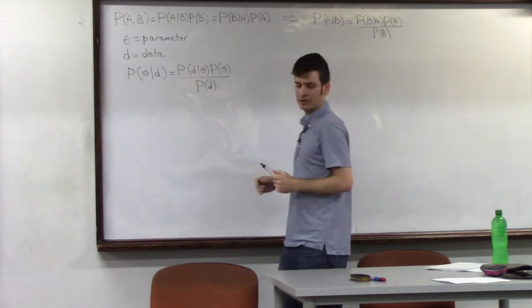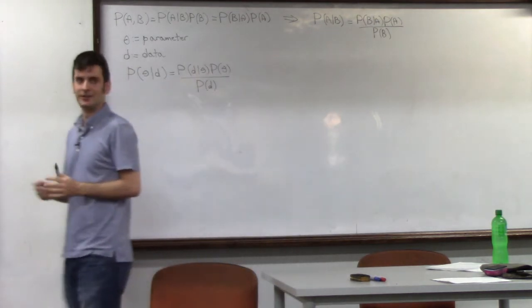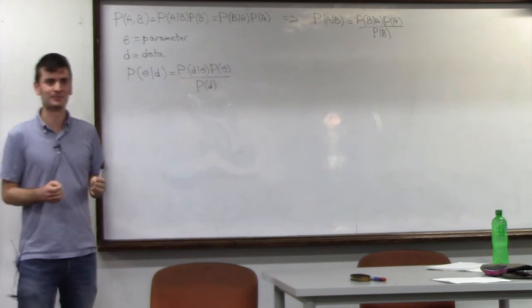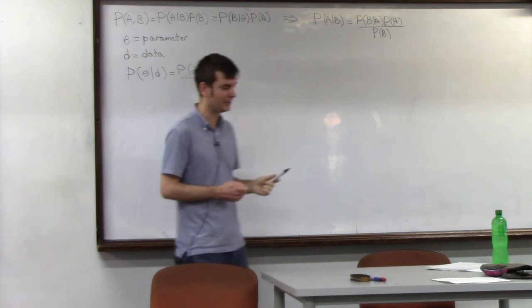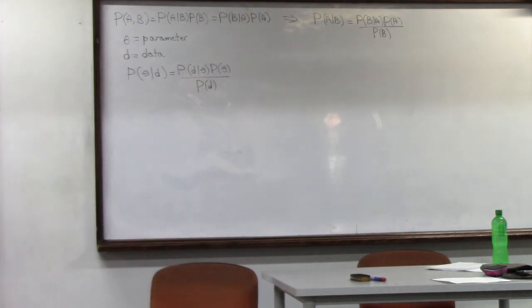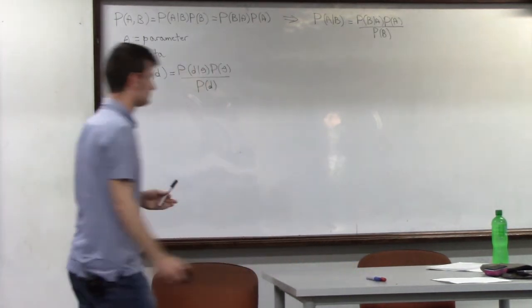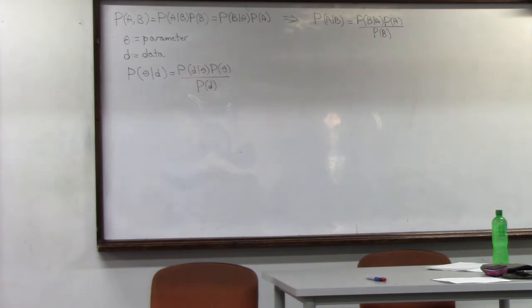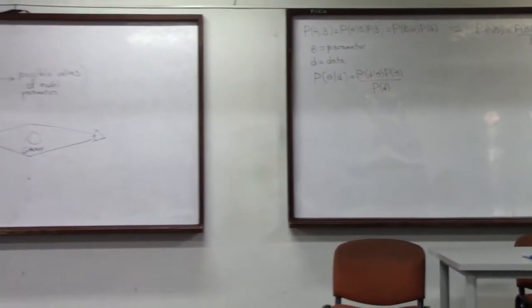So why don't we just start with an example? The first example I'm going to use is not based on astronomy, but it's based on biology, and it's from a book, Bayesian Data Analysis, from Gelman et al. It's the following problem. It's based on a disease called hemophilia.